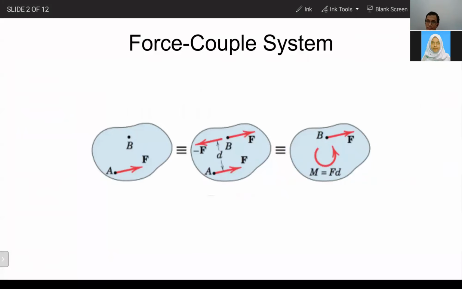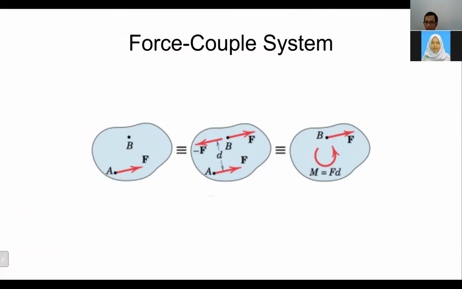Let me put it in the full screen. The first thing that I want to talk about is how we can move a force from one point to another point which is not in the same line of action. Remember, last week I already told you that you can move a force anywhere as long as it's in the same line of action.